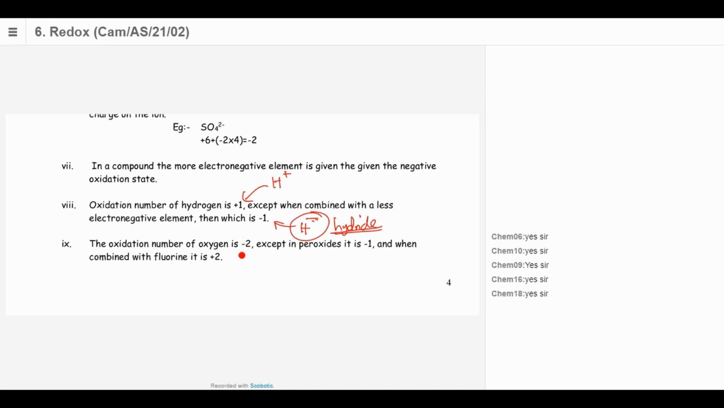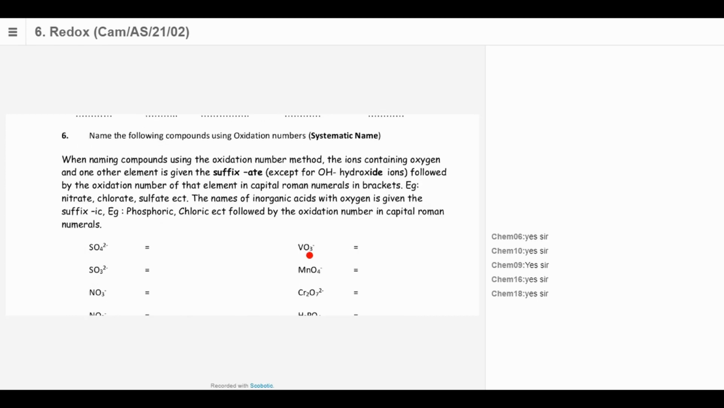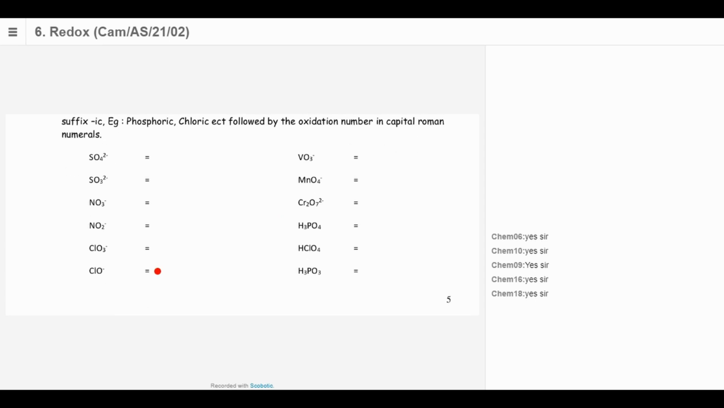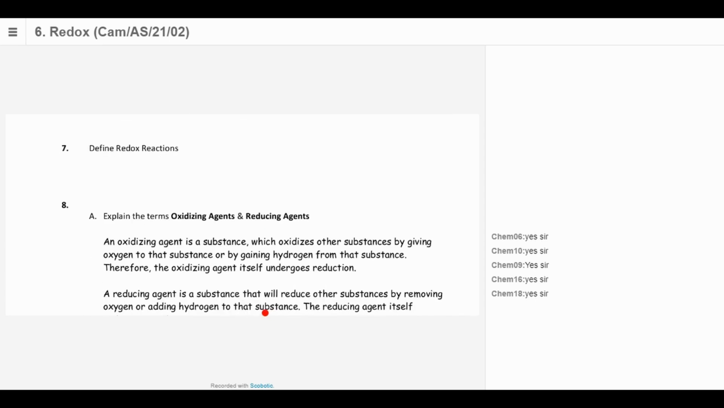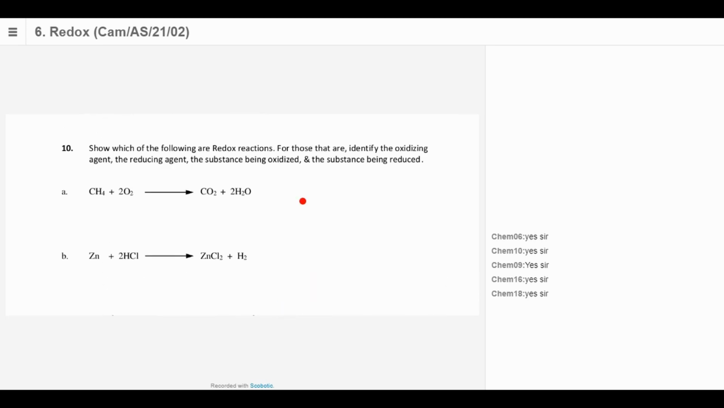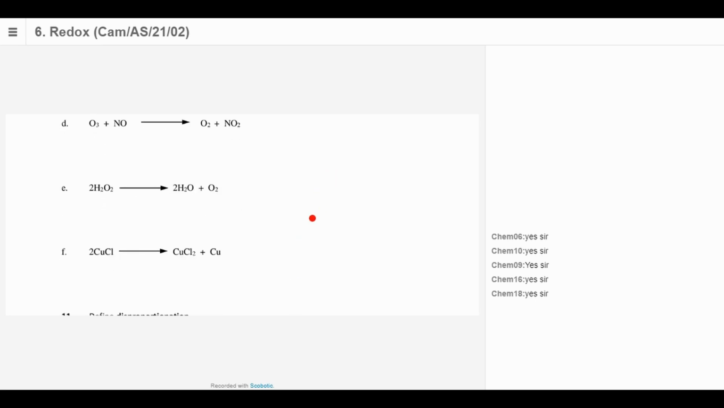And as for oxygen, it is -2, and I explained last week there are different types of oxides. The normal oxide is -2, the peroxide is -1, and when combined with fluorine, it will take a positive value. So these rules are important to analyze the oxidation state of various compounds, and we named certain molecules and ions with respect to these oxidation states. I also explained about the oxidizing agents and reducing agents, and how oxidizing and reducing power varies down the metal group and the non-metal group.